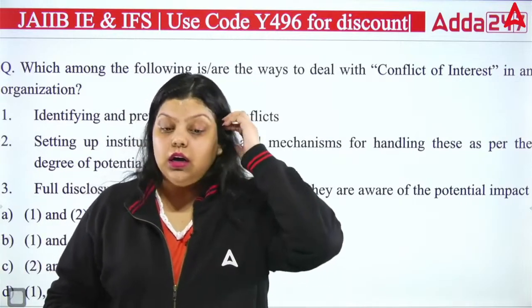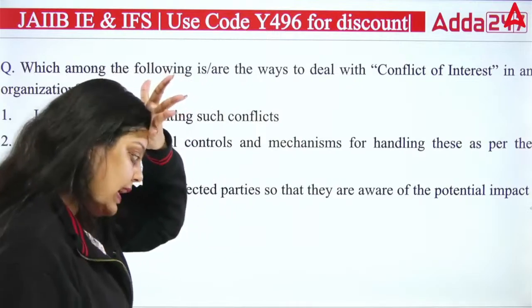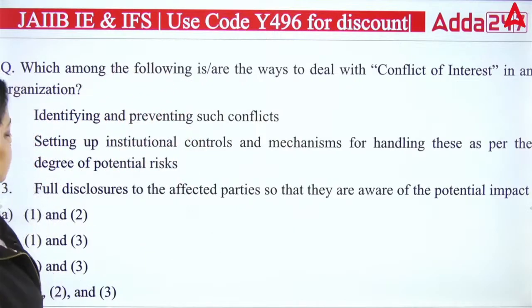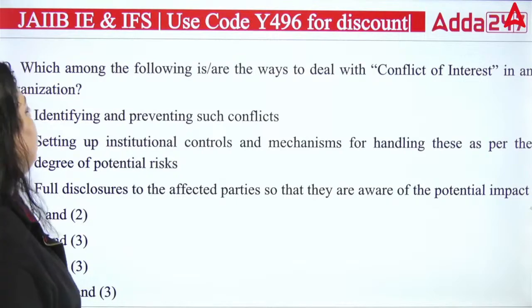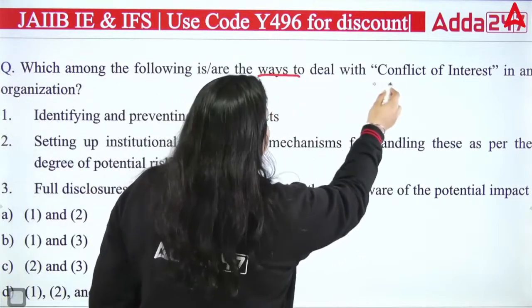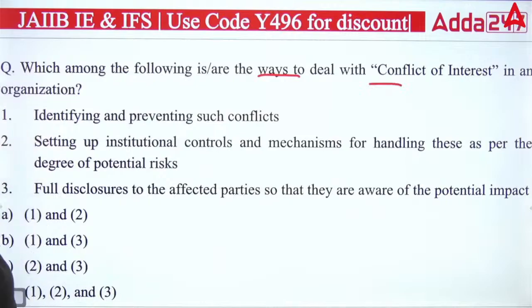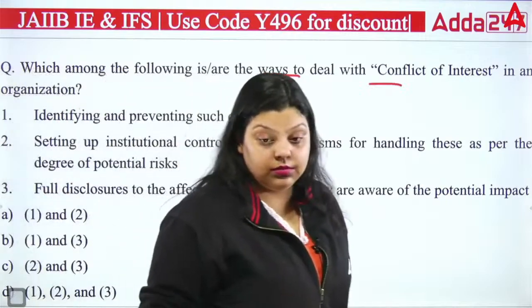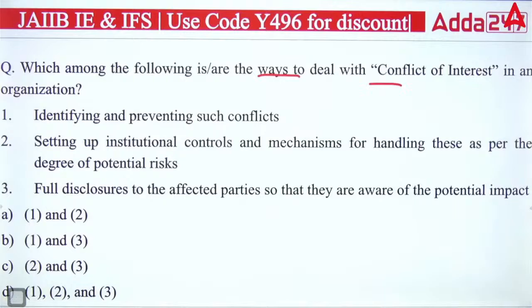So it's a very simple unit, a simple module, and a very easy module to understand. The question is asking which among the following are the ways to deal with conflict of interest in an organization. First is identifying and preventing such conflicts. Second, setting up institutional control and mechanisms for handling these as per the degree of potential risk. Third is full disclosure to the affected parties so that they are aware of the potential impact.